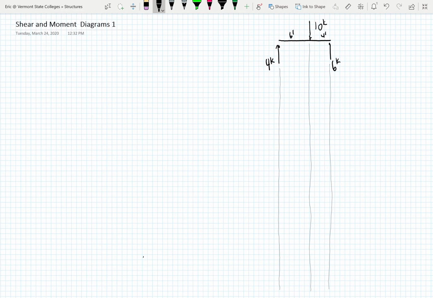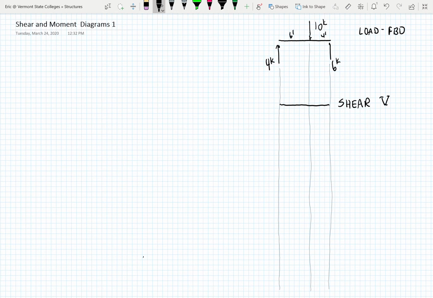And so the first thing we have is the load, or the free body diagram. And the next thing we draw is the shear. And the shear we call V.